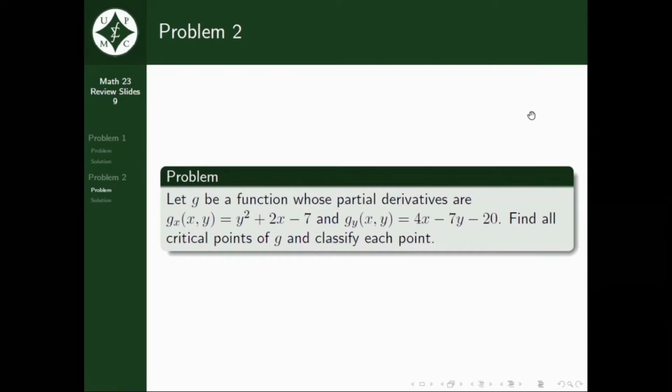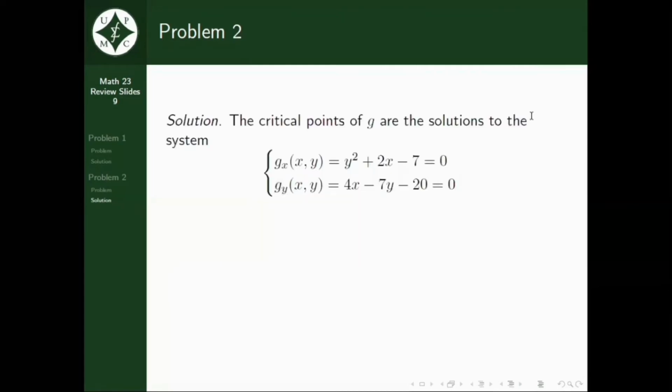Next, for the second item, let g be a function whose partial derivatives are g sub x equal to y squared plus 2x minus 7, and g sub y being equal to 4x minus 7y minus 20. Now, we are asked to find all critical points of g, and we have to classify each point. Similarly, as in the earlier problem, the critical points of g are the solutions to the system given.